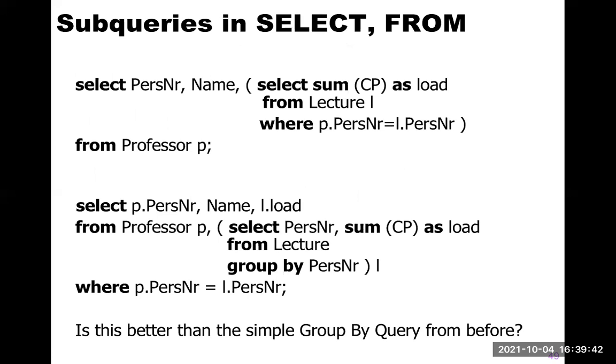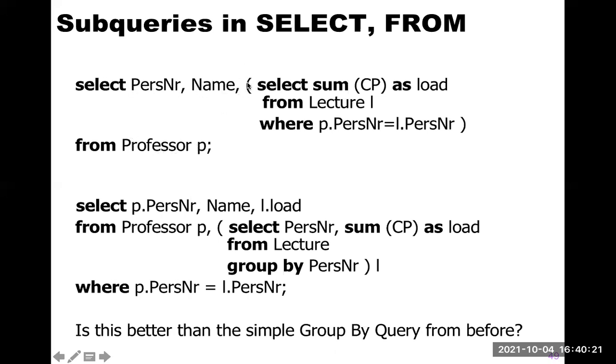Subqueries may be put not only in FROM, but also in the SELECT list. For each professor, I output the professor number, the name of the professor, and the result of executing this subquery. That subquery goes to the lecture table, searches for the professor number using the correlated value, substitutes it here, and searches for all the lectures delivered by this professor. And I can't output all the lectures here, so only a single record for the professor.